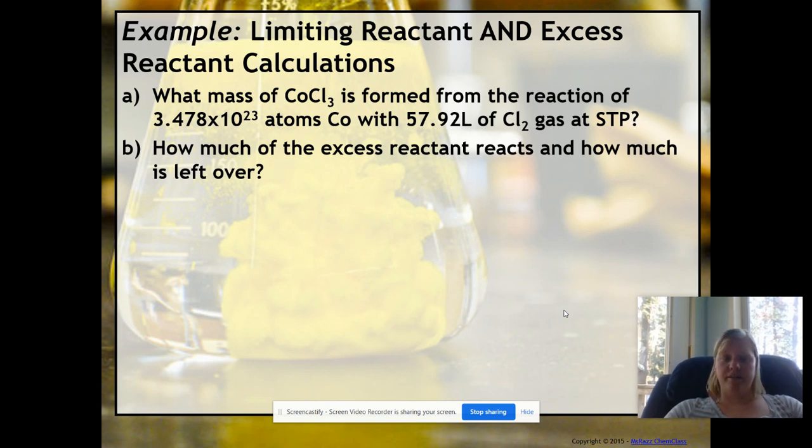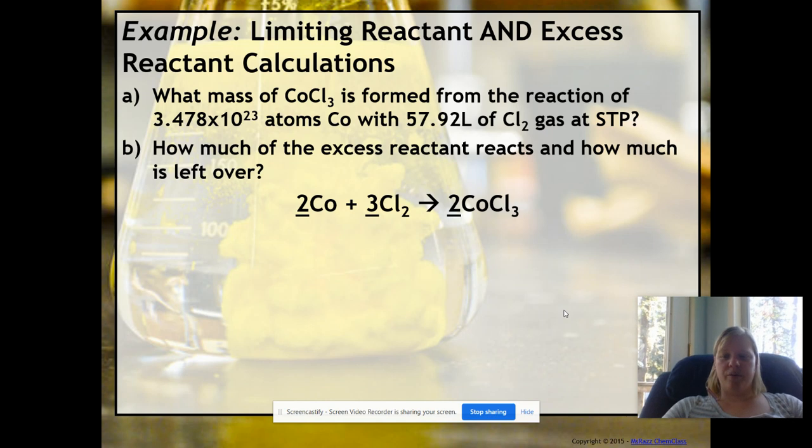And then the second part, we're going to look at how much of the excess reactant reacts and how much is left over. So this is going to take multiple slides. If you need to pull up your PowerPoint, like print it off so you can walk through these, I would suggest doing that, or do this problem all on one page. These are longer problems. You have multiple calculations, all right?